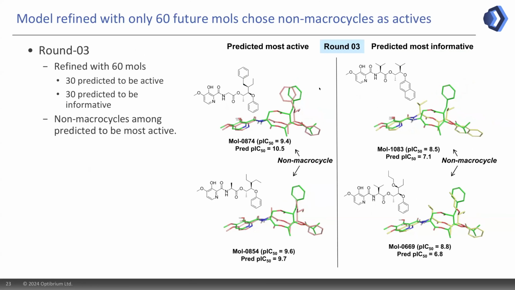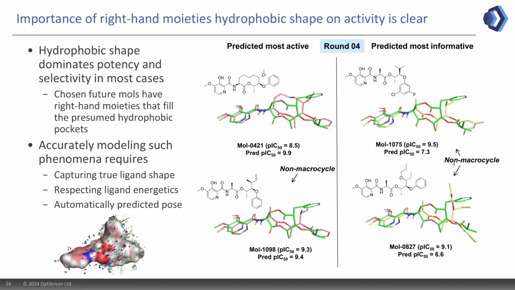If we jump ahead to round 3, interestingly, where we've only refined those original 100 molecules with 60 molecules, 30 predicted to be active and 30 predicted to be informative, the model has already learned that the non-macrocyclic scaffold molecules are inactive. And we still continue to have non-macrocycles in the informative molecules. By round 4, we're continuing to see non-macrocycles in those predicted to be most active.